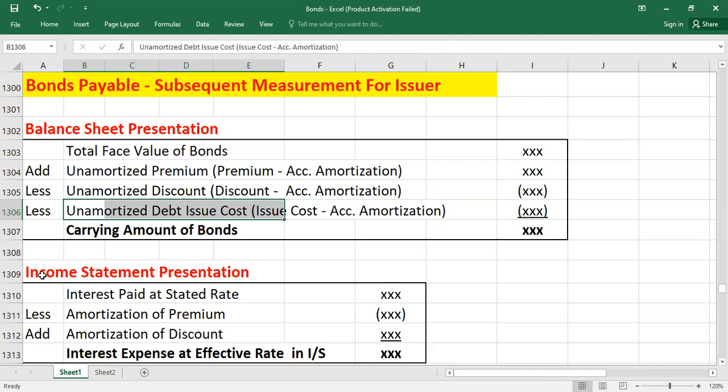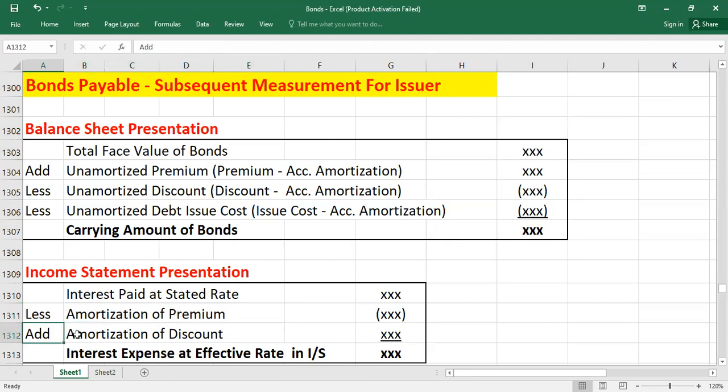So here we have the income statement presentation. If you want to present the bonds and relevant expense in the income statement, this is how we can calculate. We need interest paid at stated rate. Stated rate means the rate of interest which is mentioned on the bonds, and this is actually the cash payments to the investors in the shape of interest. Then here you will subtract amortization of premium for the period, and we use an amortization schedule to amortize the premium, and the premium for the period you will subtract here.